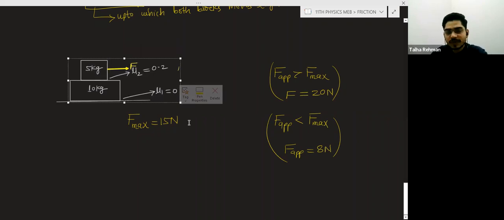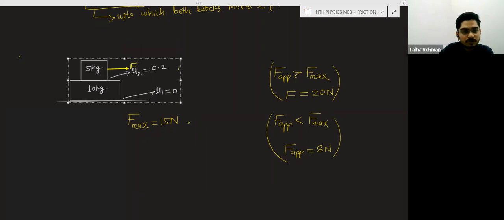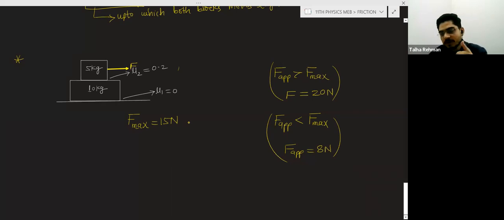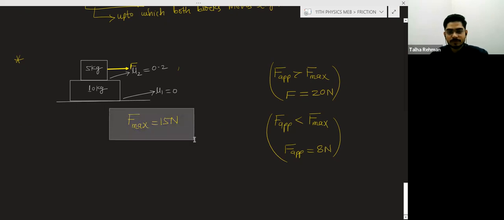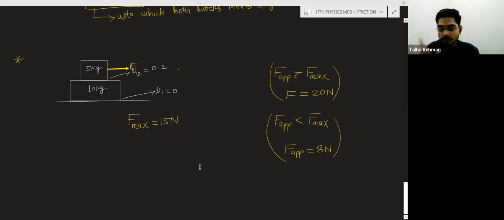Both these blocks will move together, right? So both these blocks will move together with the same acceleration. So the next question will be based on this concept. First, you have to check whether both the blocks will move together or not.